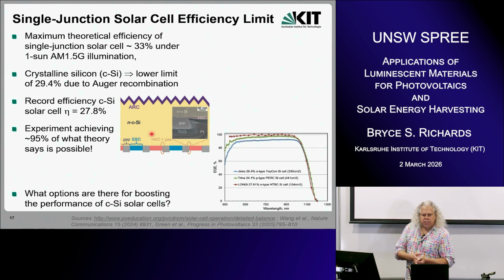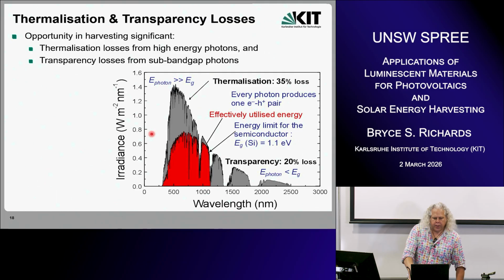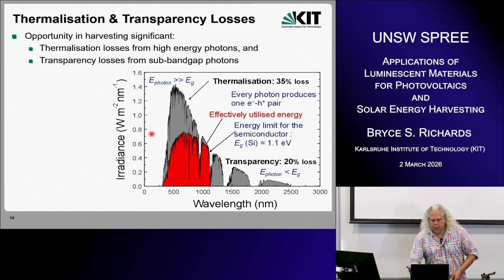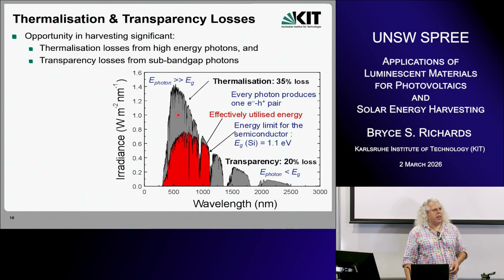So what options are there for boosting the performance of crystalline silicon beyond this? To answer that, we take a look at the losses in our system. Firstly, you have these thermalization losses here. This is governed by the band gap of your semiconductor. Anything with more than that results in lattice thermalization, relaxation of the carriers back down to the band edges, i.e. heat.